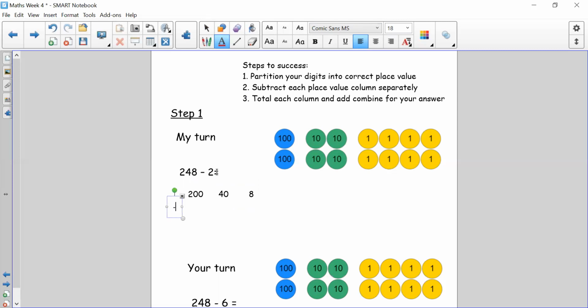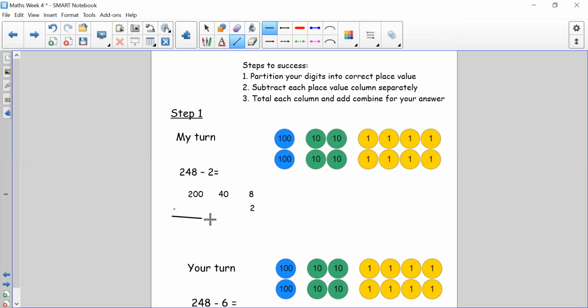Okay, now I need to subtract. I need to subtract 2. Now 2 is not a hundreds, it's not a tens, it is a ones digit. So it's going to go in the ones column. So I'm going to go all the way across to my ones, and I'm going to put my 2 underneath my 8 because that is where it belongs. It is in the ones column. So this is what my number sentence looks like when I've partitioned, and I'm going to be using expanded method.